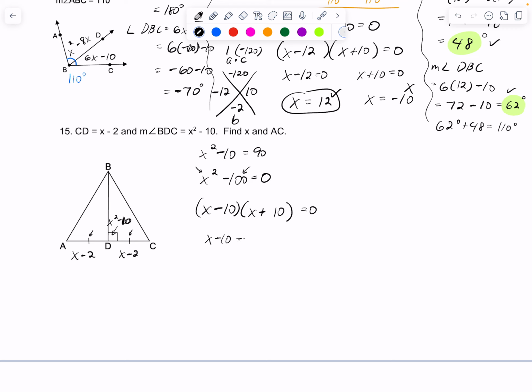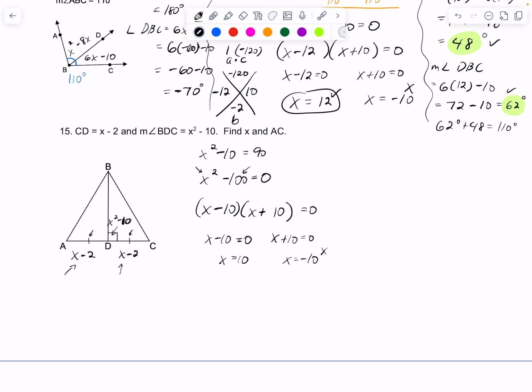Setting these both equal to 0, I can find my two x values that I'm going to check to see if they work. So I get x equals 10 and x equals negative 10. All right, again, just like we did in number 14, I'm going to check to see if these work. So I'm going to plug in negative 10. I'll try that one first. If you plug in negative 10 where it says x, you're going to get negative 12 for those two segment lengths, which we're not going to have a negative value for. So this one is going to be incorrect, right?